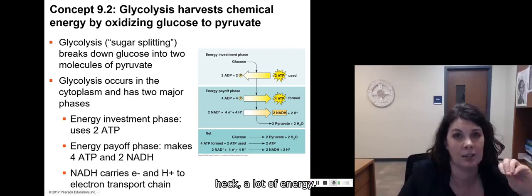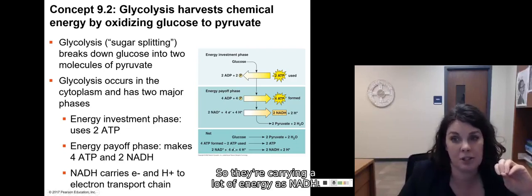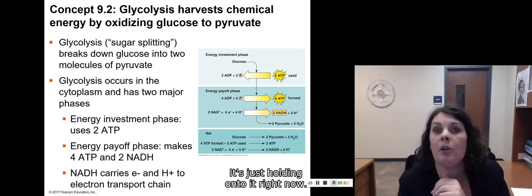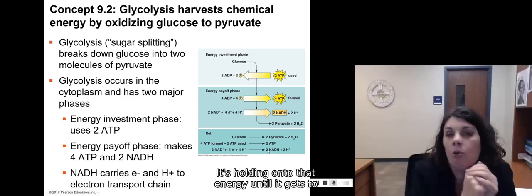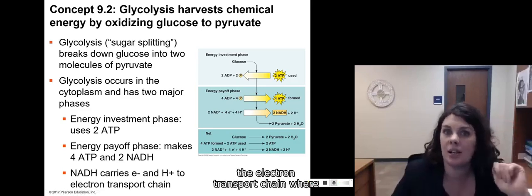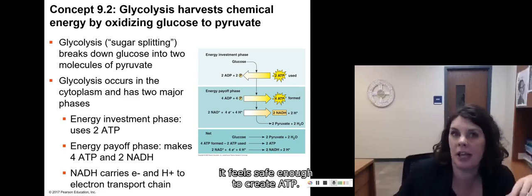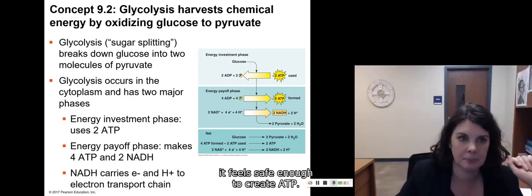Those electrons are carrying a heck of a lot of energy. So they're carrying a lot of energy as NADH. It's just holding on to it right now. It's not yet able to use that energy in our cells. It's holding on to that energy until it gets to the electron transport chain where it feels safe enough to create ATP.